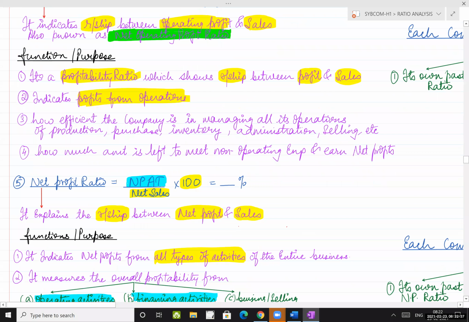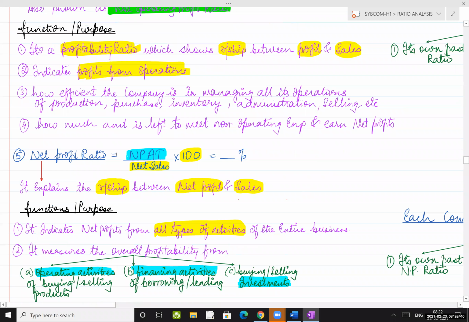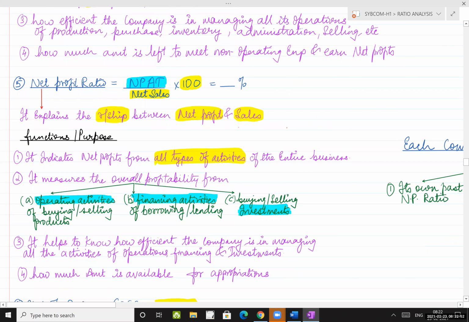So net profit ratio explains the relationship between, obviously, net profit and sales. Okay, the function of this ratio is that it explains the net profits which are earned from all types of activity for the entire business. This word is important: all types of activity. Now what do you mean by all types of activity? I have given that in point number 2. See, it measures the overall profitability from operating activity. Now, operating activity means buying and selling of goods.